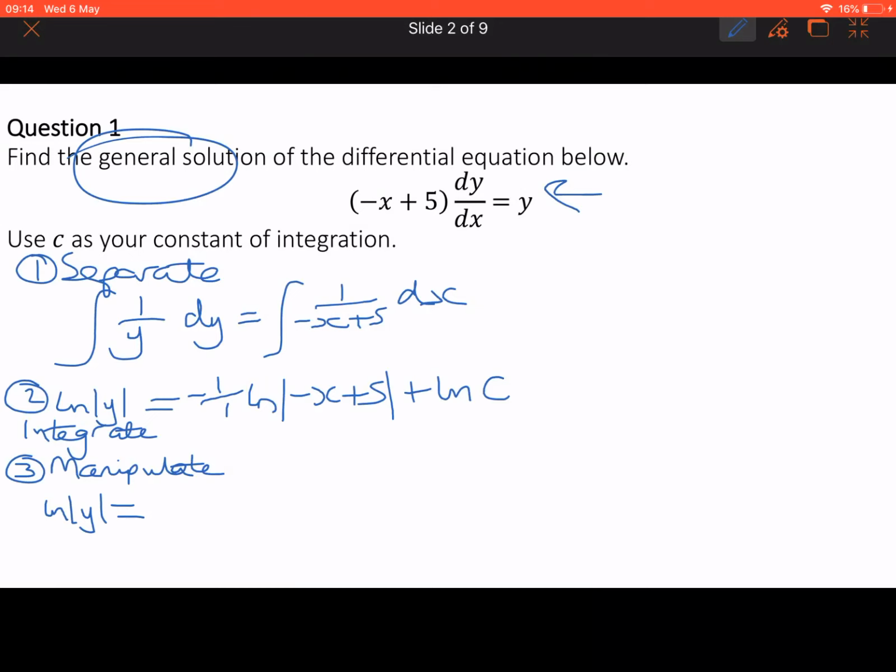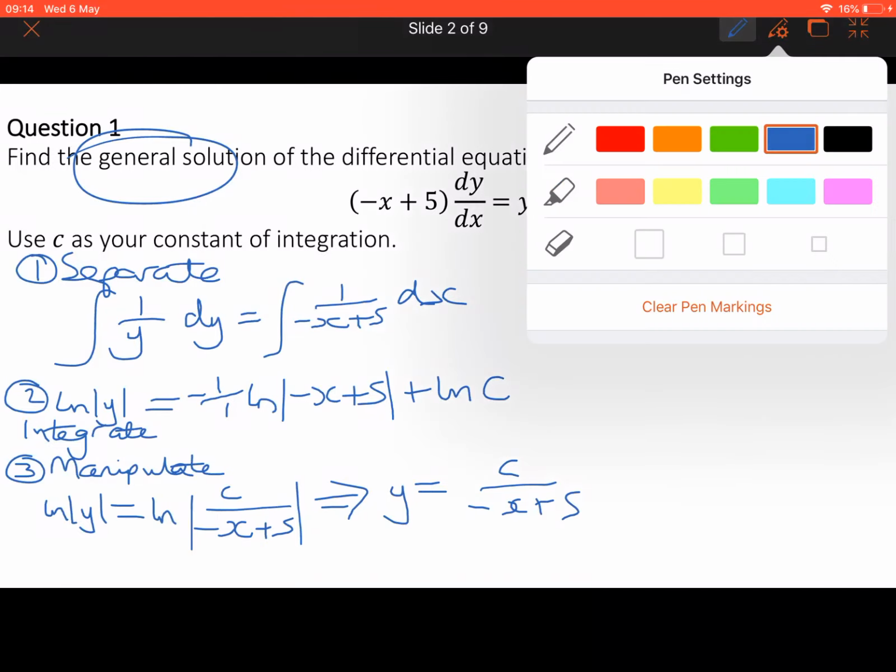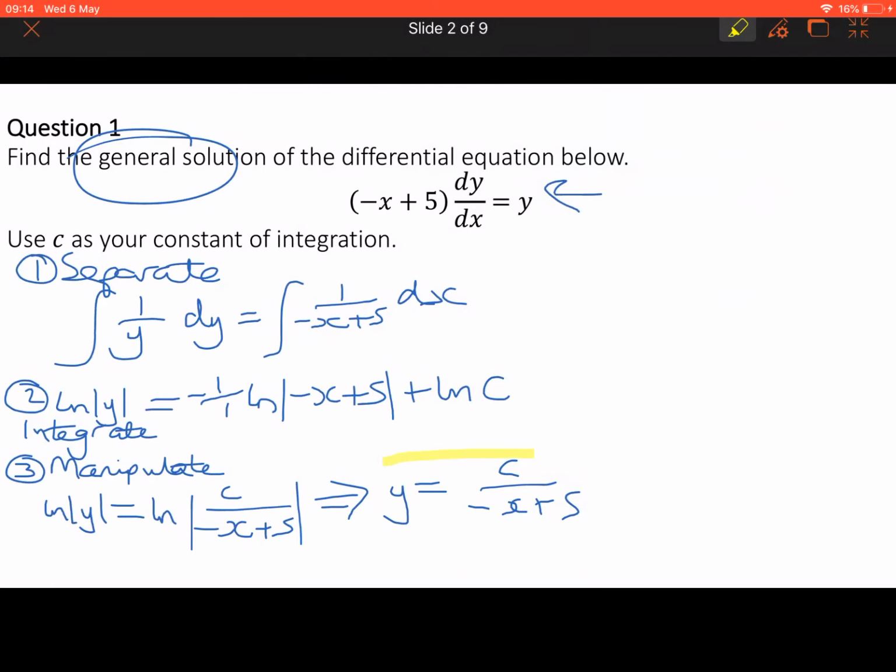So I've got 2 logs on the right-hand side that are actually subtracted. So I've got ln c minus ln mod minus x plus 5. And where you've got 2 logs subtracted, you can write that as a division. So there we go. And then taking the exponential of both sides essentially gets rid of those natural logarithms. So we get y equals c over minus x plus 5. And that is your final answer. So let's put that in the yellow box.